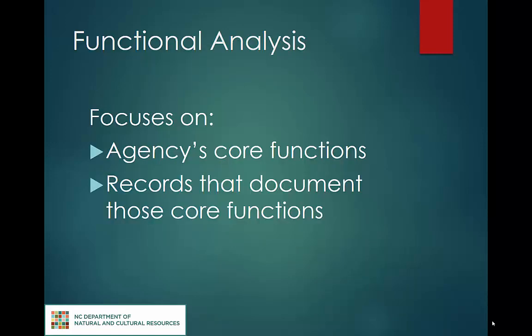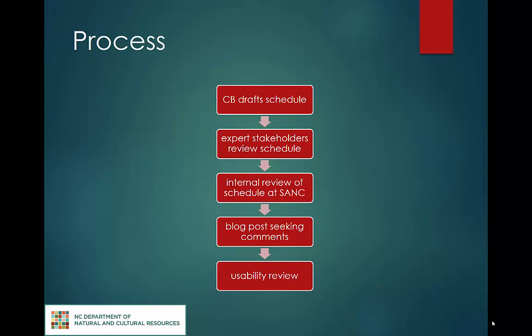Functional analysis focuses on 2 issues: identifying the core functions of the agency, which we completed at the beginning of this initiative, and identifying the records that are created or received and document those core functions. After completing the agency functional analyses in the spring of 2016, we generated a list of the 16 primary functions of state government in North Carolina.